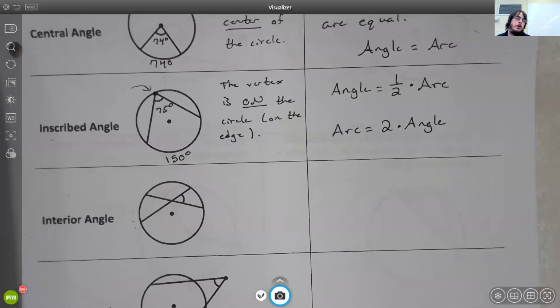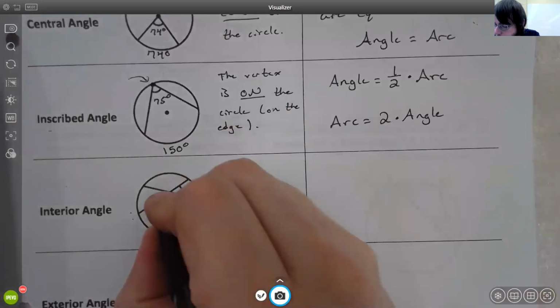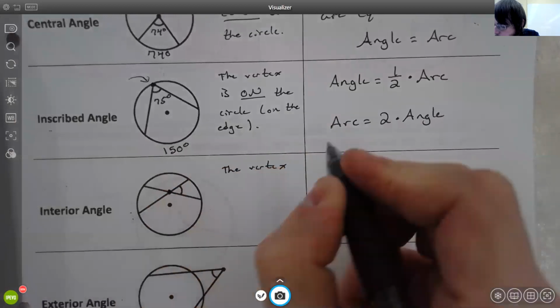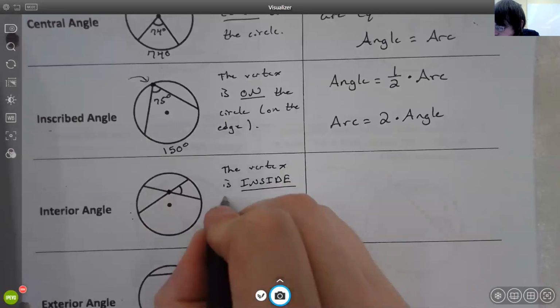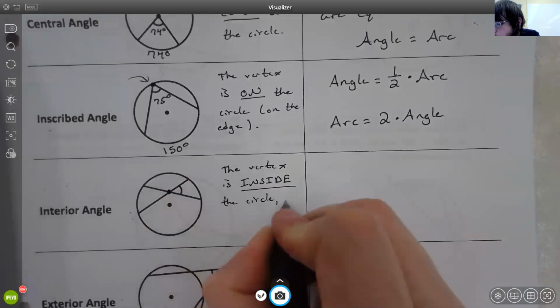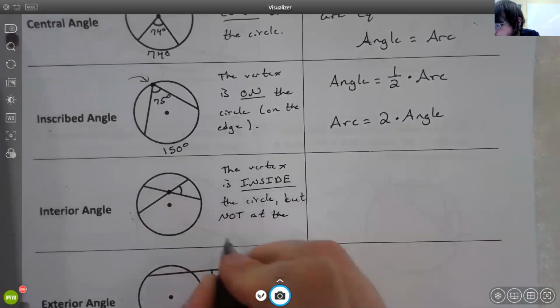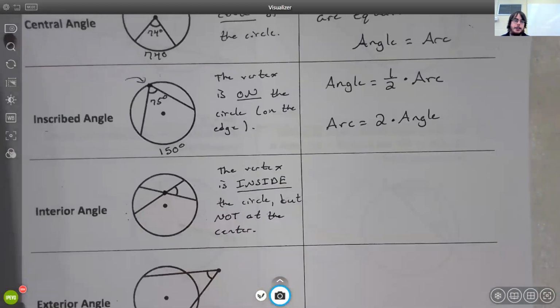All right, next up is our interior angle, and this one trips most people up just because of the way we think about interior. The vertex for an interior angle is located inside the circle, but not at the center, as we can see here.